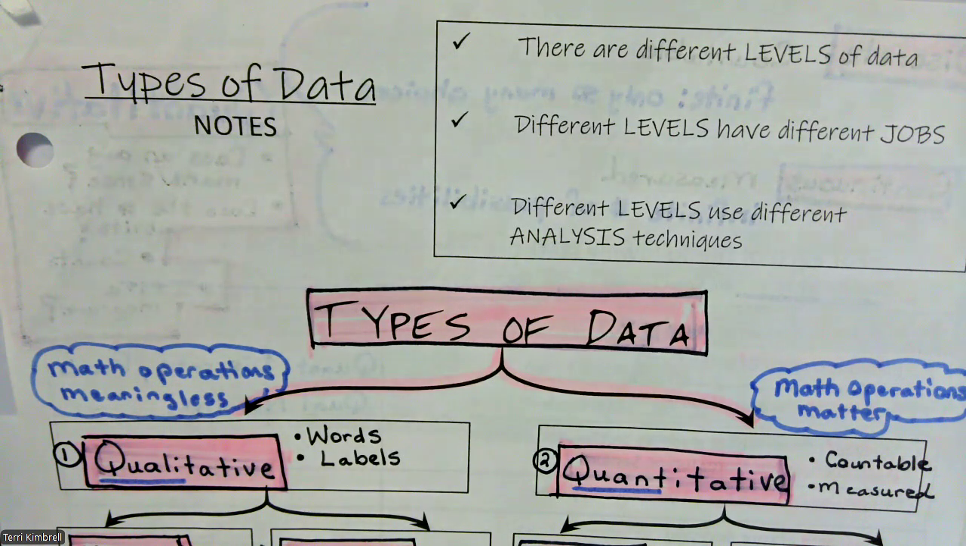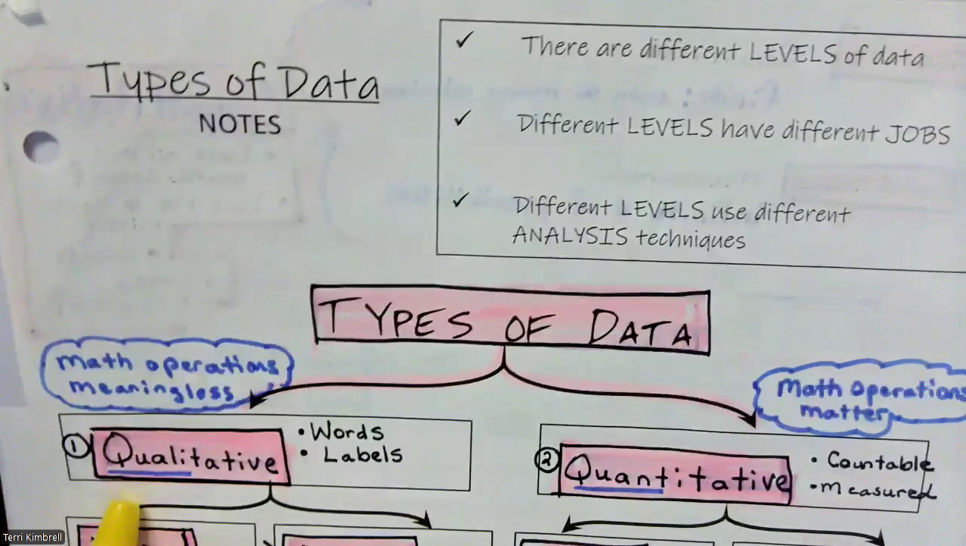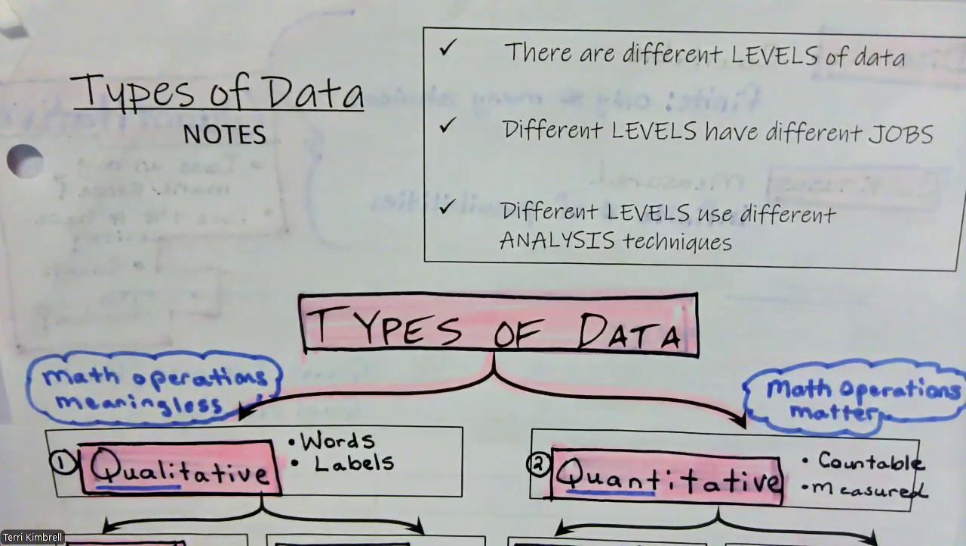One thing I wrote out that I feel you might want to add to your notes: there are two types of data. When you're dealing with qualities, you're dealing with words and labels. Quantities are dealing with counts and measurements. In qualitative data, math operations are meaningless. In quantitative data, math operations matter.